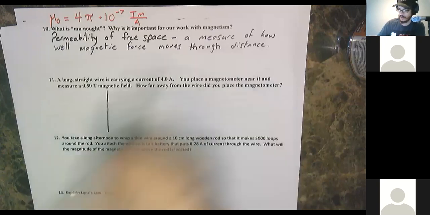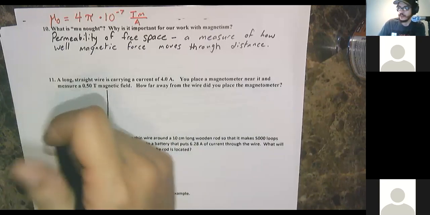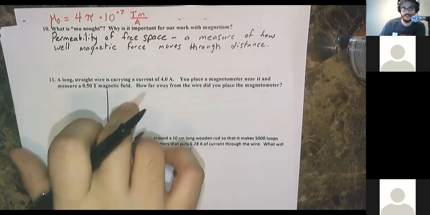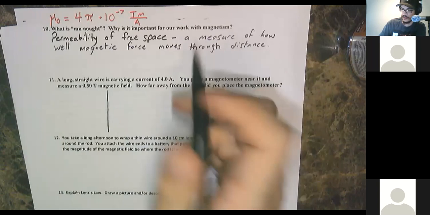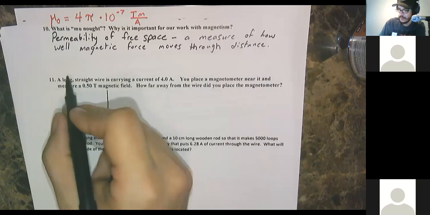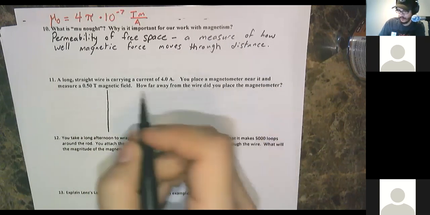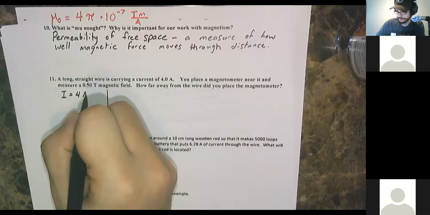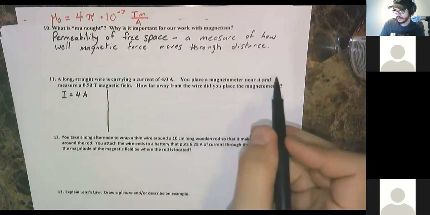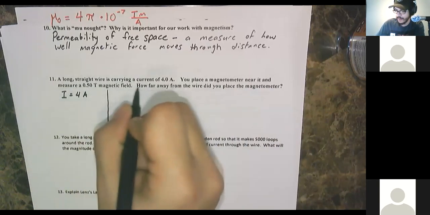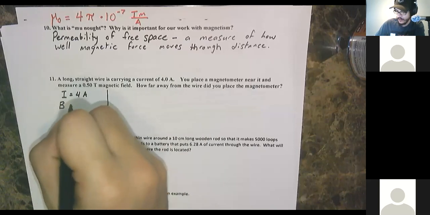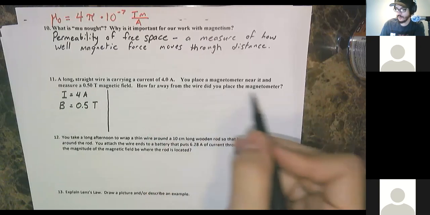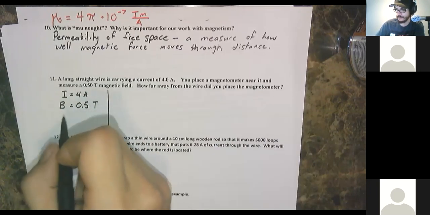Let's practice using it for 11 and 12. If you have not yet done so, now would be a good time to grab your calculator, although if you're slick, you can do number 11 without a calculator. A long, straight current-carrying wire has a current of 4 amperes. You place a magnetometer near it and measure a magnetic field, B, of half a Tesla. How far away from the wire did you place the magnetometer?